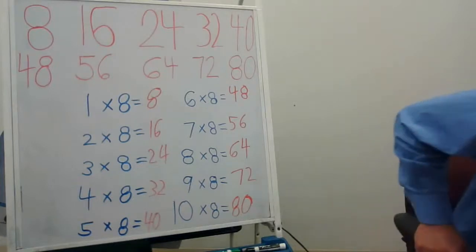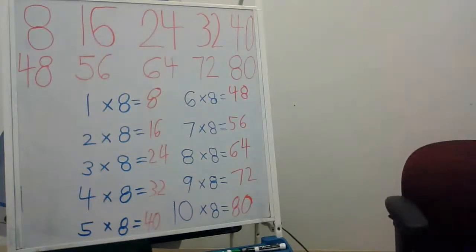So if you notice the answers, the answer to each multiplication problem goes up by 8. So the answer to 1 times 8 equals 8. 2 times 8 is going to be 8 more than what the previous answer is. 3 times 8 is going to be 8 more than what the answer to 2 times 8 is. So for every single problem, the answer is just going to be 8 more than what the previous answer was.